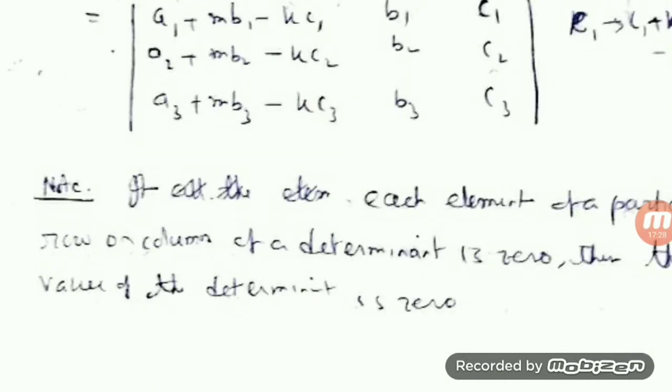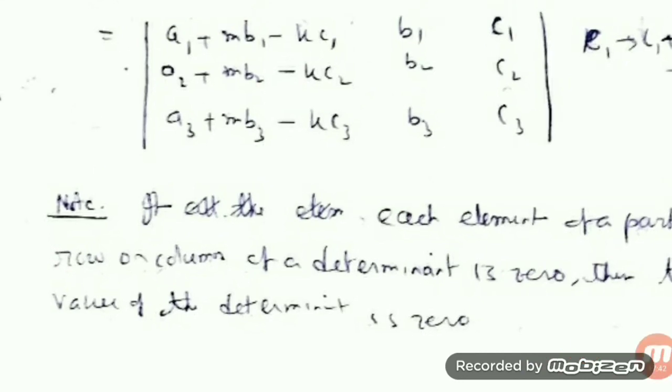As a note I have written here that if each element of a particular row or column of a determinant is 0, then the value of the determinant is 0. Suppose you have done the calculation and at a certain step you have got that all the elements of a particular row or column are equal to 0. Then immediately you can say that the value of the determinant will be equal to 0.